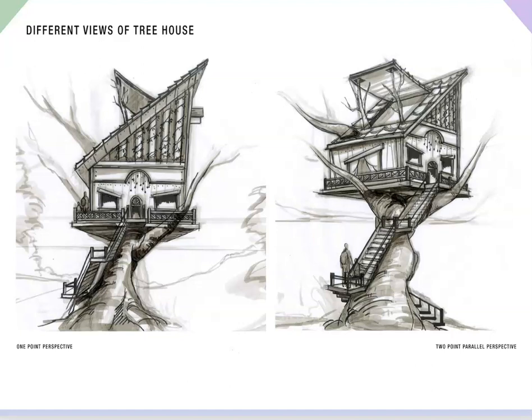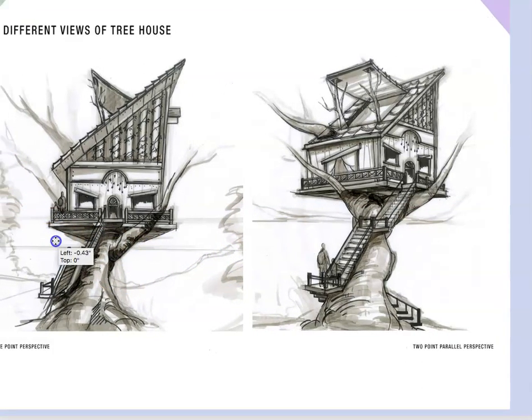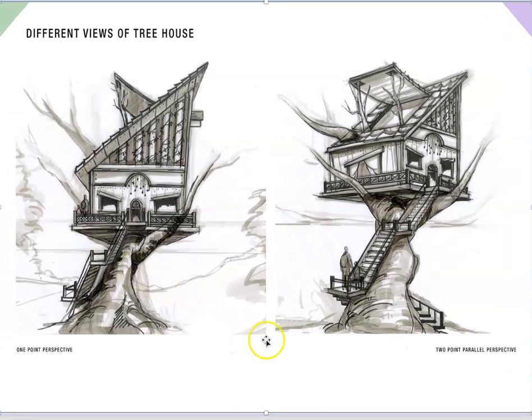So here we have a tree house, and it is done on the left in 1-point perspective and on the right in 2-point perspective. Okay, so let's take a look at where the horizon line might be, and I think the artist has drawn it right here. Whoops, move the whole thing. Okay, so you can just let your imagination go.